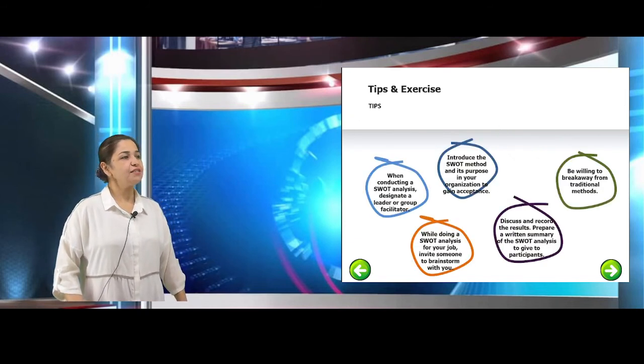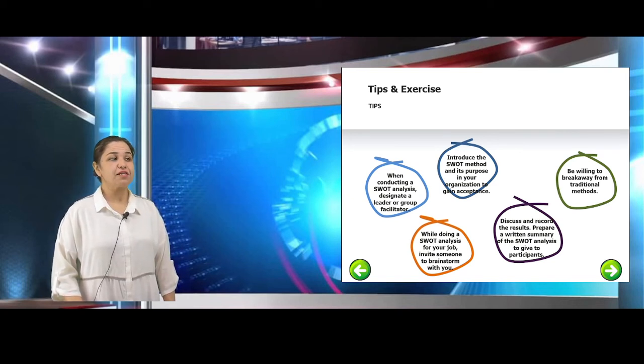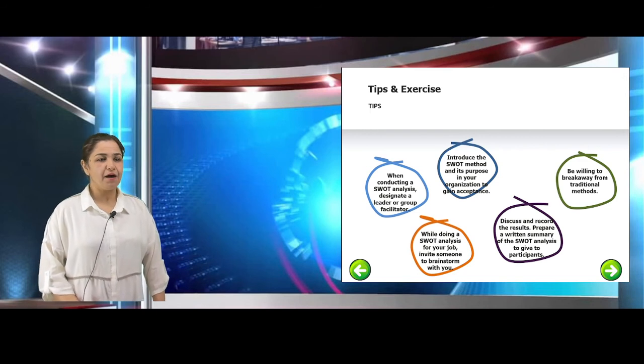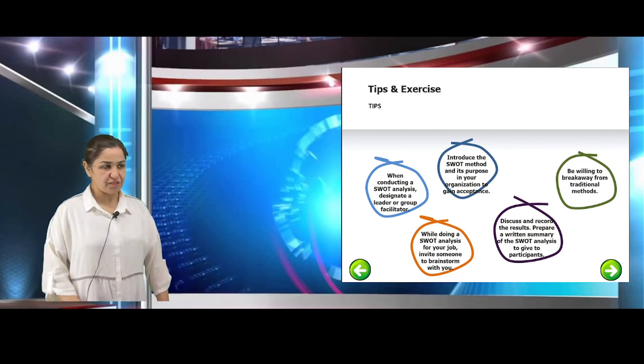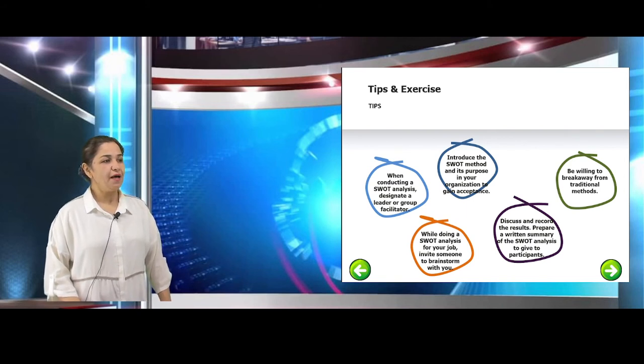So, when you're conducting a business SWOT analysis, designate a leader or group facilitator. You can be a facilitator, you can be a leader, you can be a manager of the company. Introduce the SWOT method and its purpose in your organization to gain acceptance. So your customers, to answer the demand of the customers, to be reliable, to be in good relationship. So all your employees need to be in a purpose of having successful action in a SWOT analysis. Be willing to break away from the traditional method.